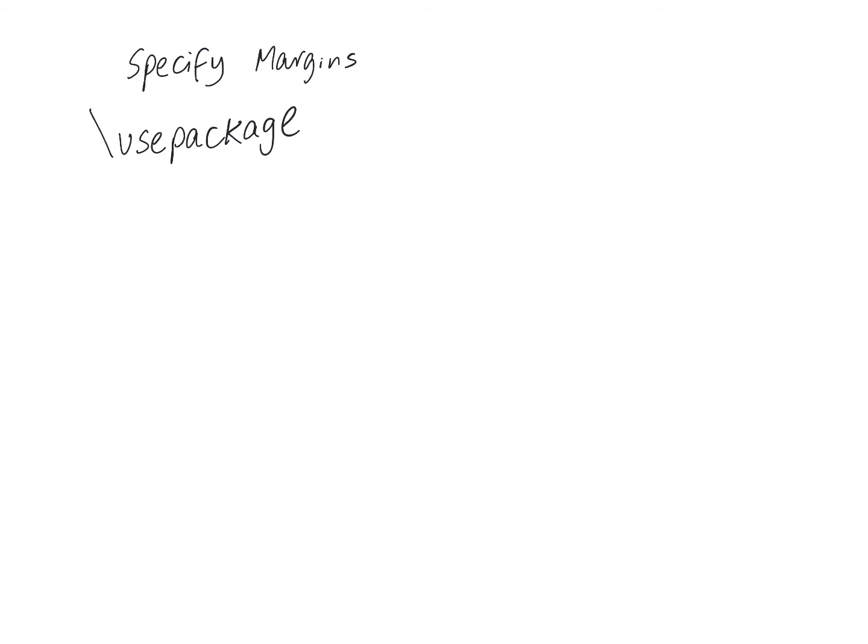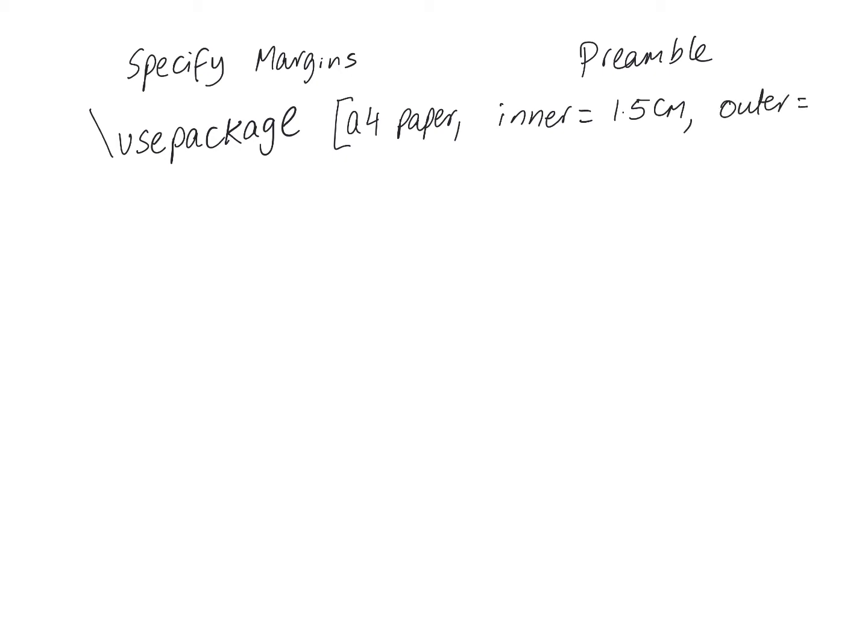So you would put this in the preamble, okay? So you'll use the package and you'll describe it. So let's say A4 paper, inner. Now you're creating the dimensions for this. Outer is your right side, inner is your left side. Top is 2 cm, let's say. Bottom is 3 cm. So now your page will be designed this way.